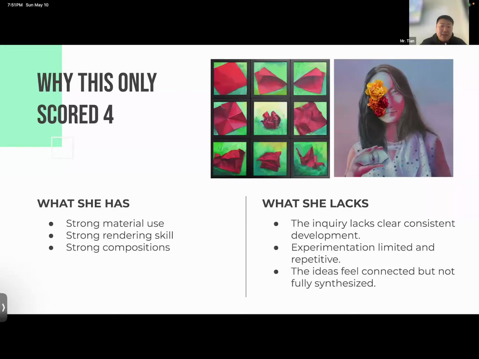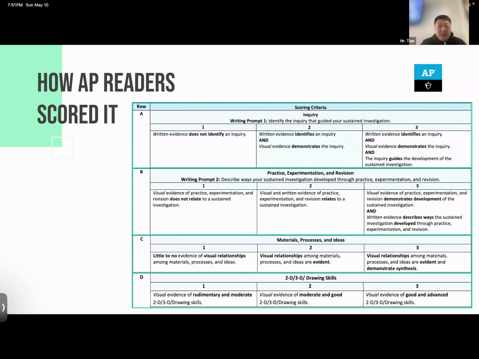Second, although there is some experimentation, the portfolio does not show enough deeper revision or artistic growth over time. And third, while the paper symbol appears repeatedly, the artworks do not always feel fully connected as one investigation. So overall, this portfolio feels more like a collection of beautiful individual artworks instead of one unified investigation. Let's go to the next page, please.